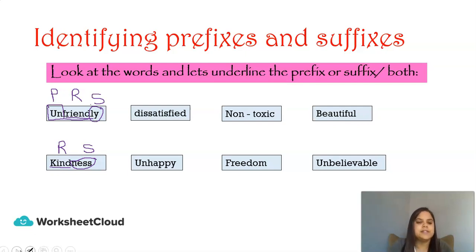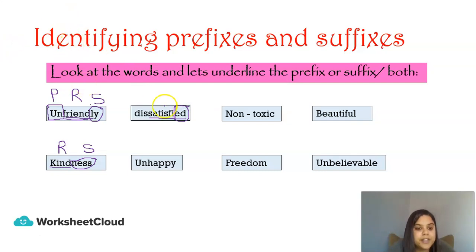Right, dissatisfied. Okay, so I can see that my root word will be satisfy. But remember, satisfy normally ends with a Y. What changes the spelling is the suffix, which is the ed over here, indicating, oh, I'm supposed to draw a circle, indicating that it's a past tense word.